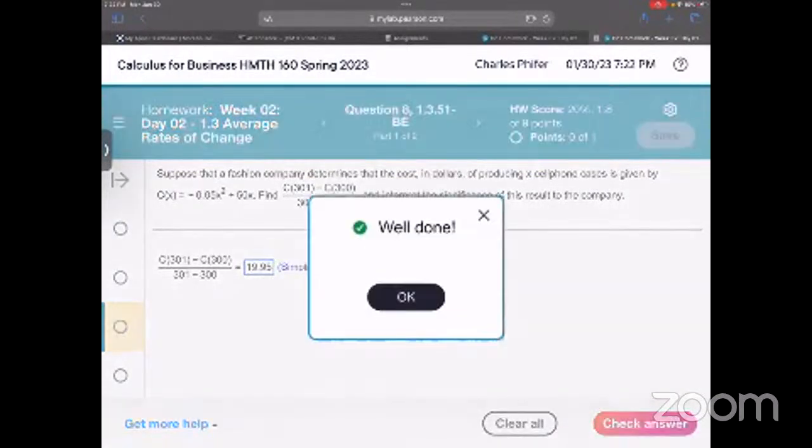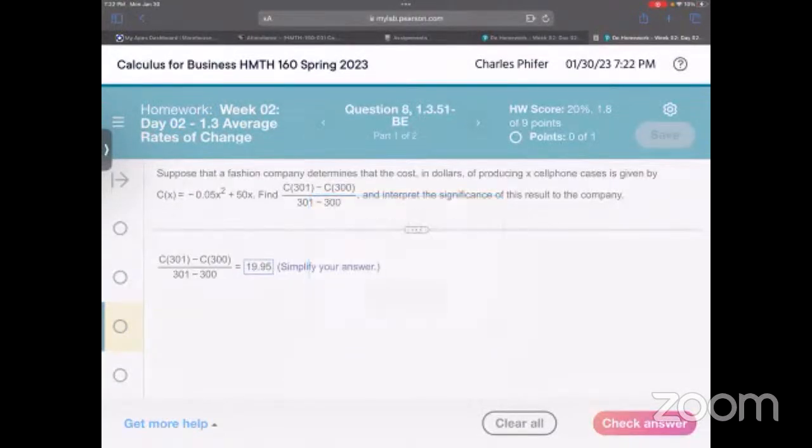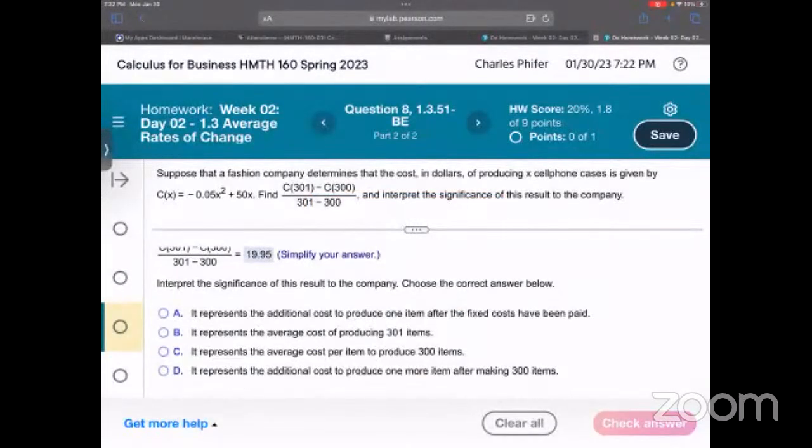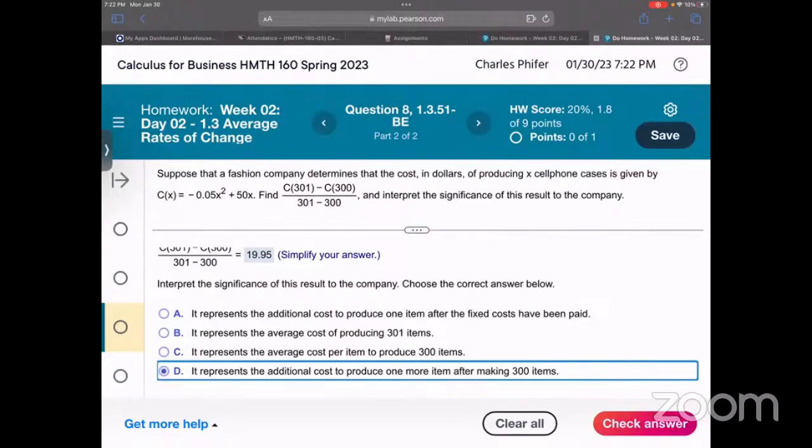That one was good. We can do another one. Oh wait, we're not done. This represents the additional cost to produce one item after the fixed costs have been paid. It represents the average cost? No, the additional cost to produce one more item after making 300 items. So after we produce 300, it costs us basically $20 to produce one more item. Yeah, let's go with D. That's the one I'm leaning towards. Okay, that was good.